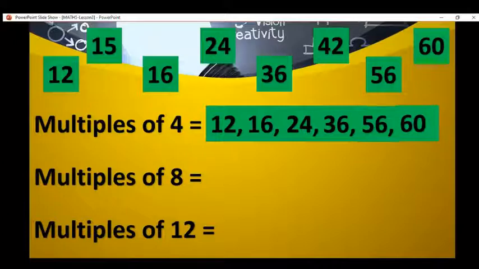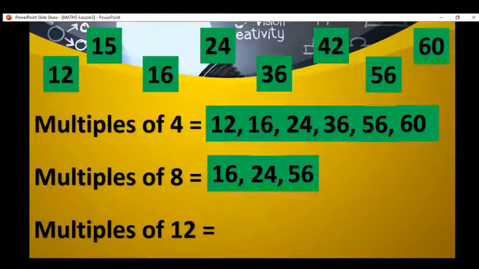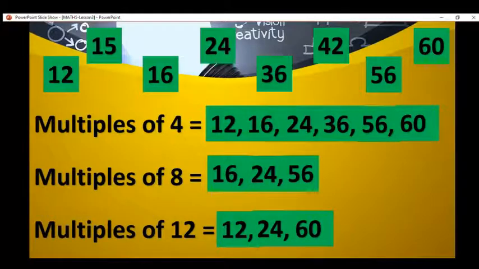How about multiples of 8? That is 16, 24, 56. Multiples of 12: 12, 24, and 60. So these are the multiples of 4, 8, and 12.